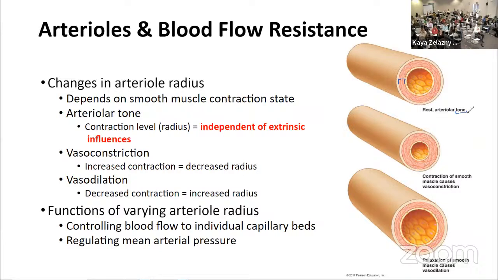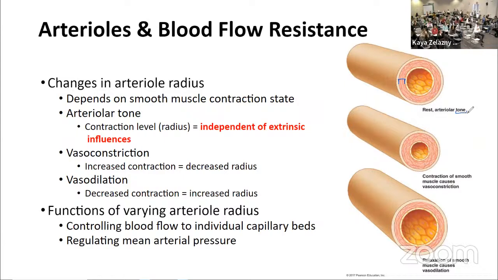So arteriolar tone means that at rest we're at a state where we could dilate, right? We could make that arteriolar radius bigger, therefore decreasing its resistance, increasing flow. Or we could contract more, vasoconstriction, make that radius smaller, increasing resistance, and therefore decreasing the flow.